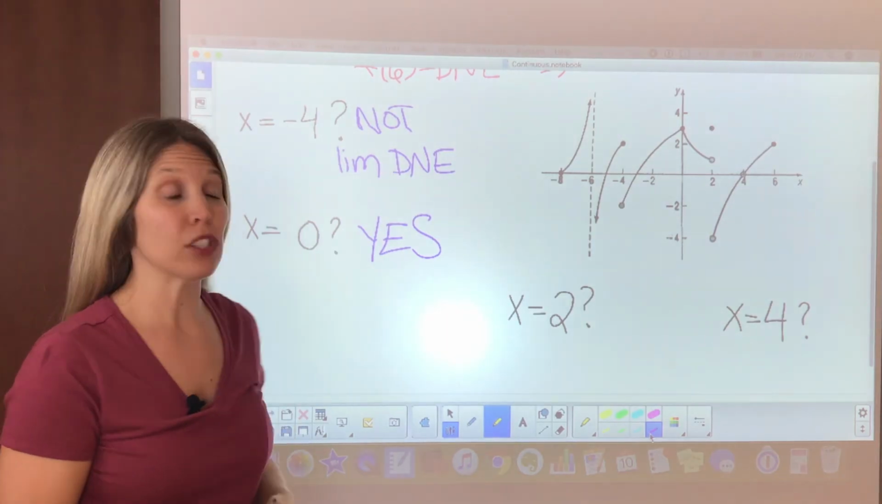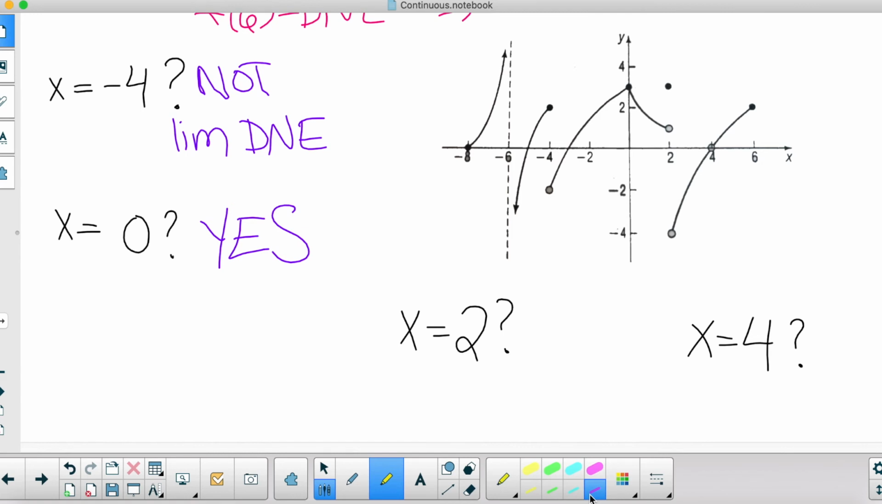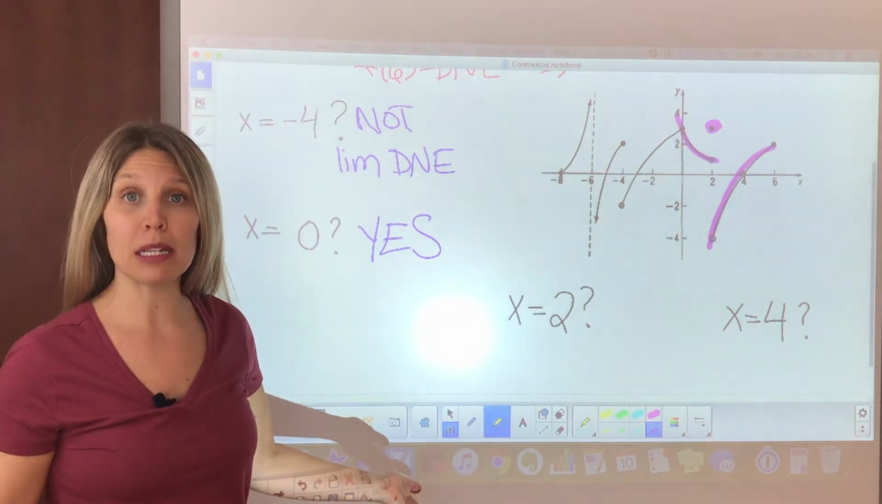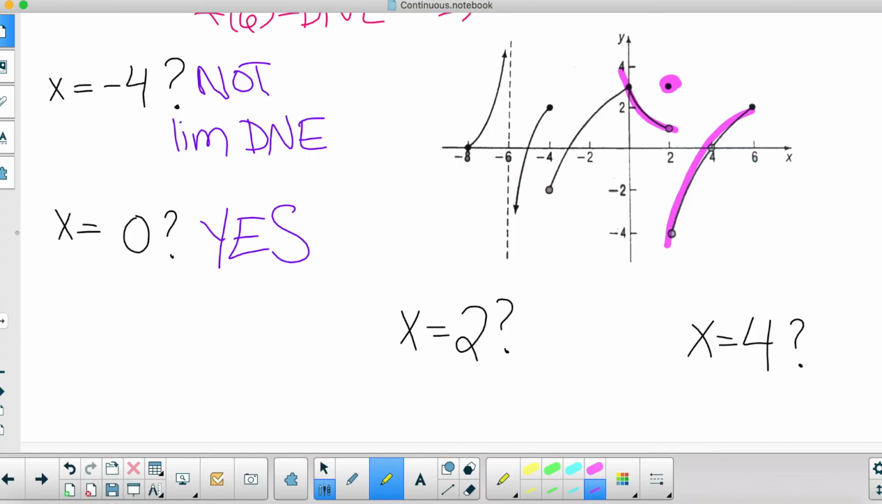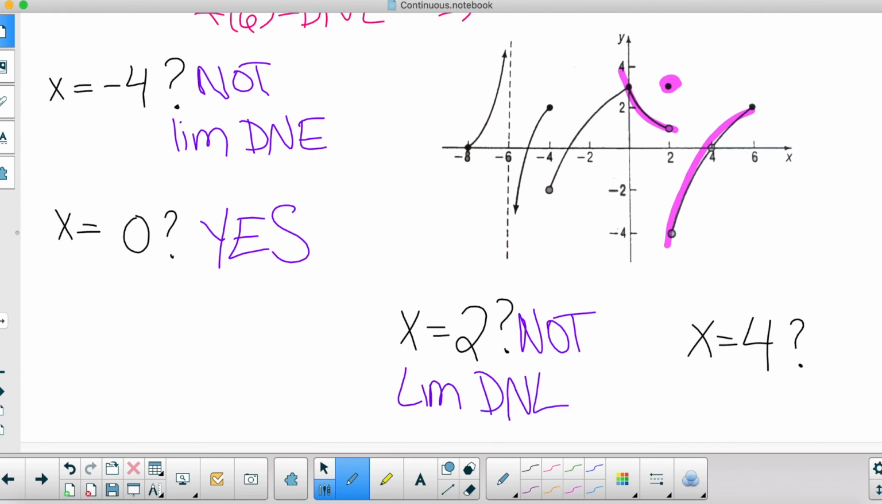Let's try this one when x is 2. When x is 2, we have a value up there about 3. The limit coming in from the left is down here about 1. Coming in from the right is down here at negative 4. So our limit doesn't exist. Therefore, this one is not continuous because our limit does not exist.